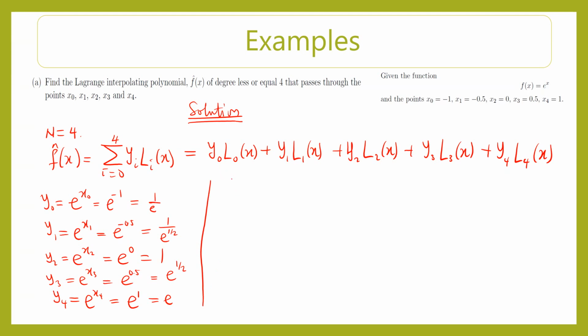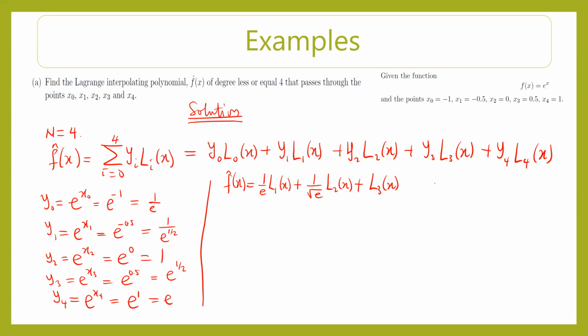So we can write the function back as 1 over e L1(x) plus 1 over square root of e L2(x) plus L3(x), because y3 is 1.